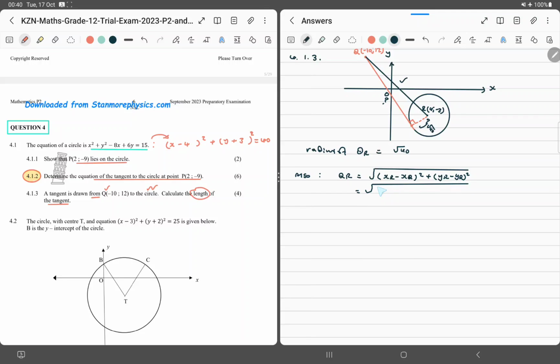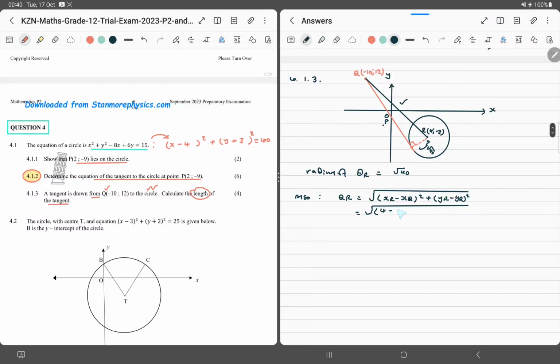So x at r is 4 minus that one, which is minus 10, so it's going to be plus 10 now. Plus here, this is minus 3 minus 12 all squared. So we're just going to set up a simple Pythagoras, stuff that you learn in grade 9, I guess. I don't know now, things have changed. Maybe you learn it even earlier. 4 plus 10 squared plus minus 3 minus 12 squared.